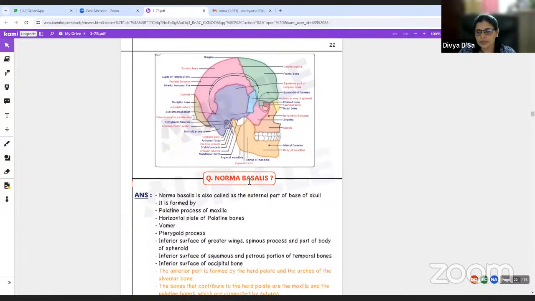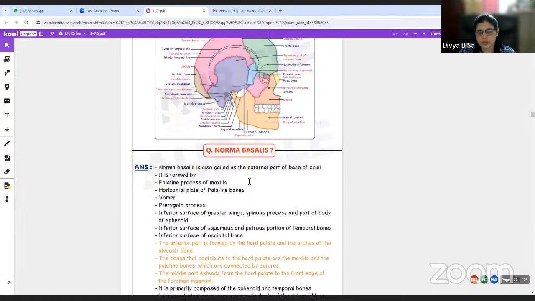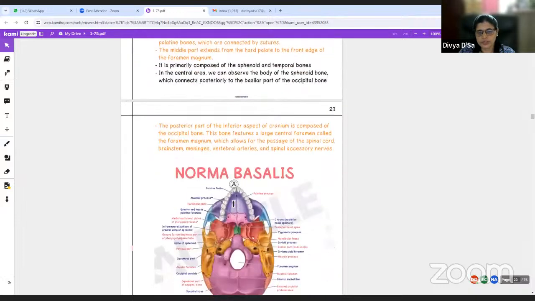Then the last view we see is the norma basalis. So norma basalis is when we see the skull from its base. Okay, so here, what are the bones we see? We see the palatine process of maxilla and the horizontal plate of palatine bones. Okay, so this is the palatine process of maxilla and the horizontal plates of palatine bone.